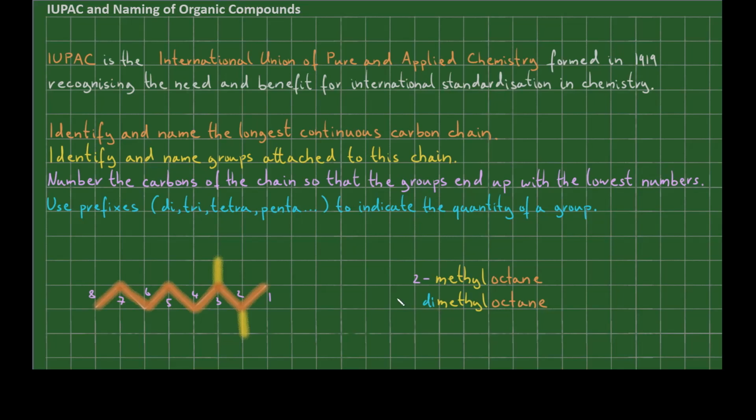One of the methyl groups is on carbon number 2, and the other one is on carbon number 3. So I write 2,3, and then a dash. And the name of this compound is 2,3-dimethyloctane.